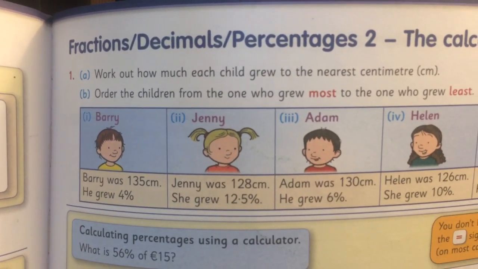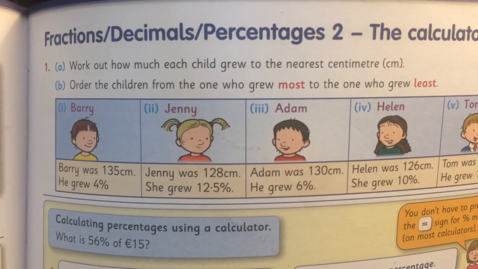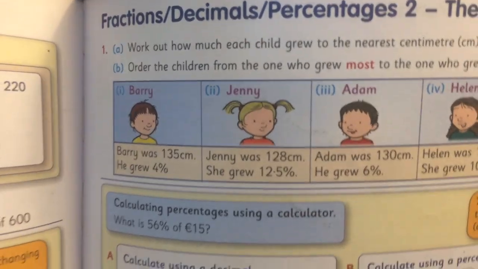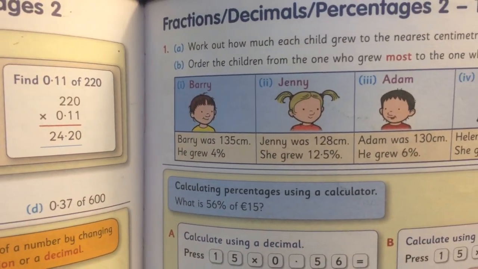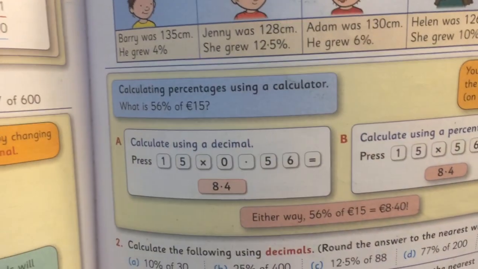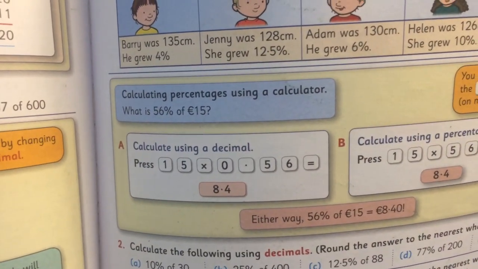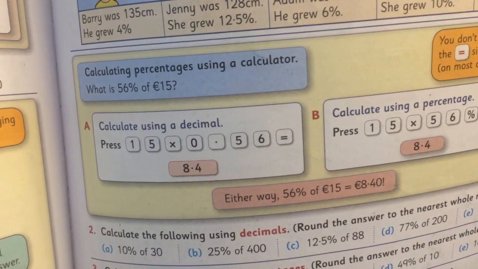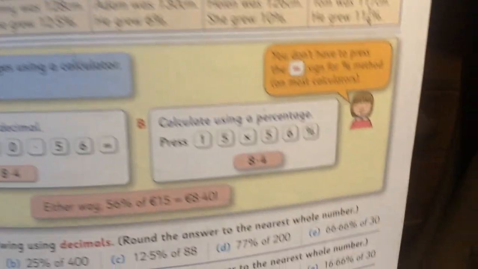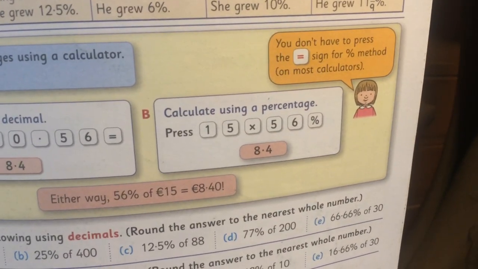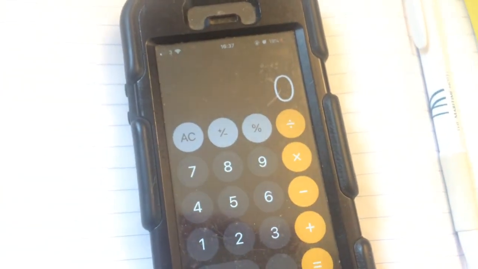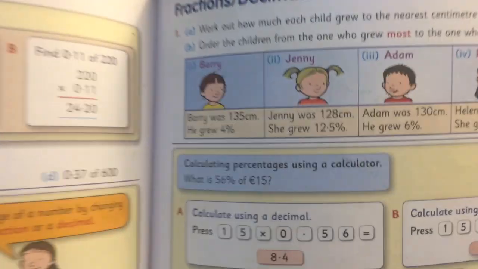Okay, so let's look here. It says work out how much each child grew, to the nearest centimeter. I'll just start you off on this. When you're multiplying, you can use your decimal idea of it, so you can create your decimal, or you can actually press the percentage on your calculator. Now I'm using my phone as my calculator.